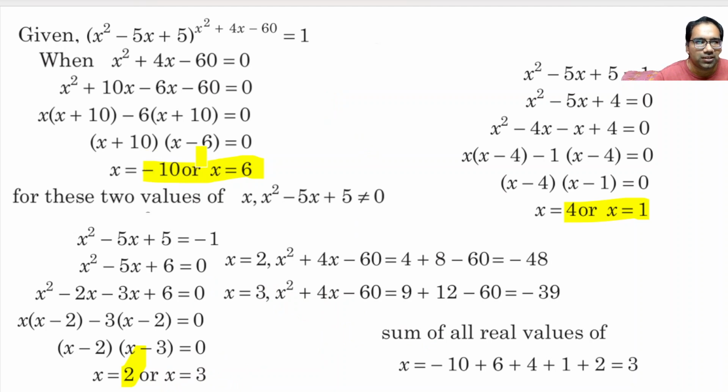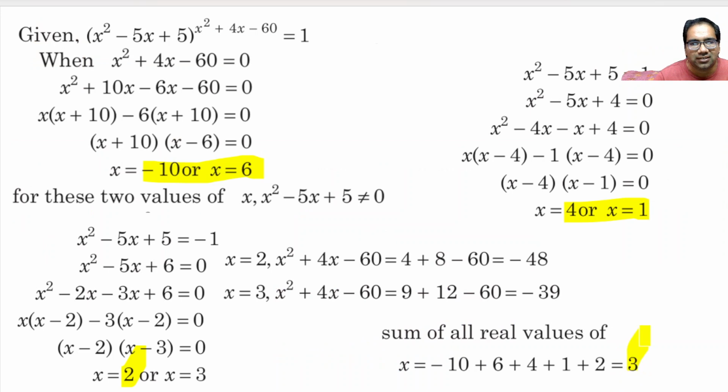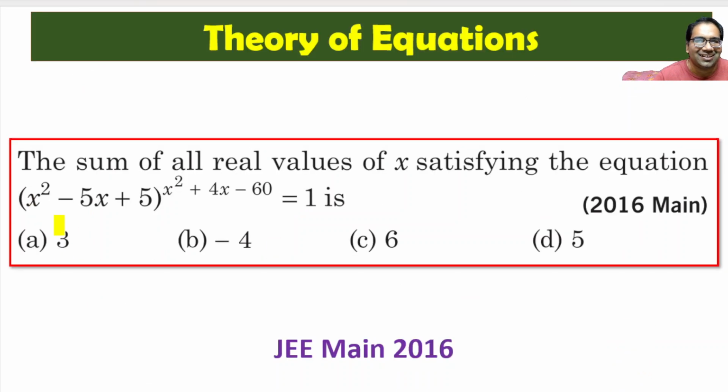So what are all the values of x? Minus 10, 6, 4, 1 and 2. The sum of all of these is minus 10 plus 6 plus 4 plus 1 plus 2, which is equal to 3. That is what the question is about. The sum of all real values of x satisfying this is 3. 3 is the correct answer.